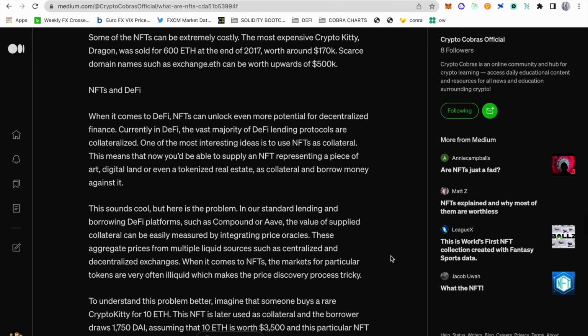Right? NFTs and DeFi. When it comes to DeFi, NFTs can unlock even more potential for decentralized finance. Currently in DeFi, the vast majority of lending protocols are collateralized. So we're going to learn about some use cases here. NFTs are not just artworks, but they also have many sorts of interoperable asset classes. So you can use them to swap and use them for commerce. You can use them as a borrowing and lending mechanism on synthetic models in DeFi. And yeah, let's read a little bit about this.